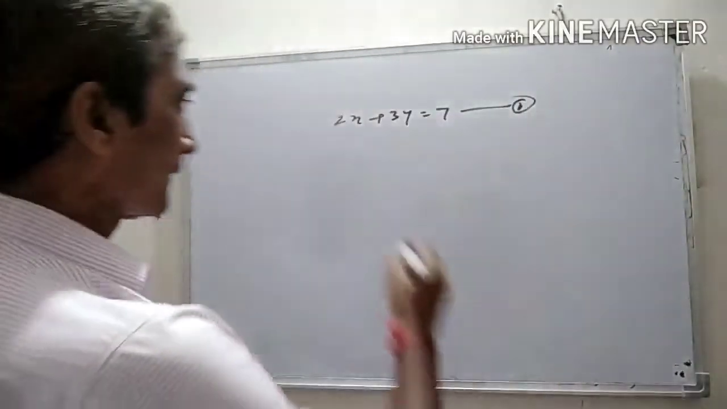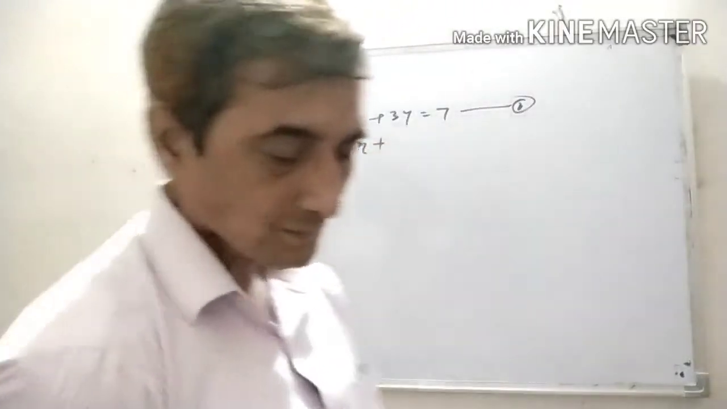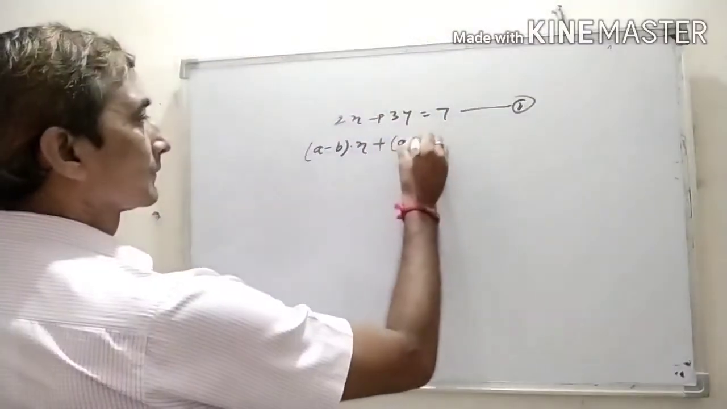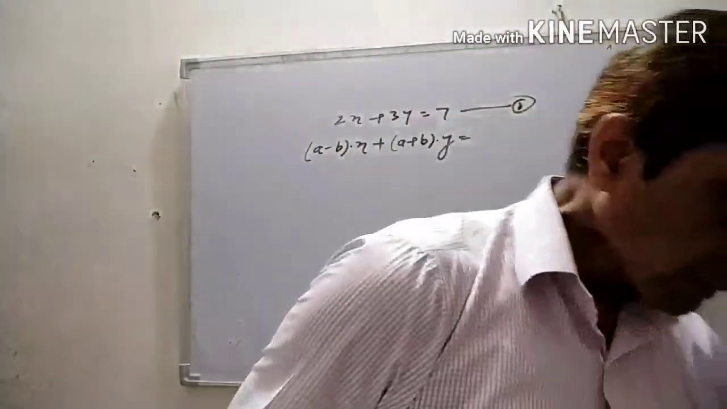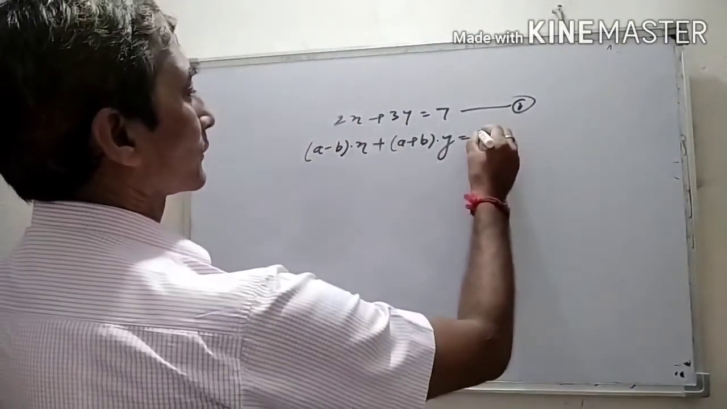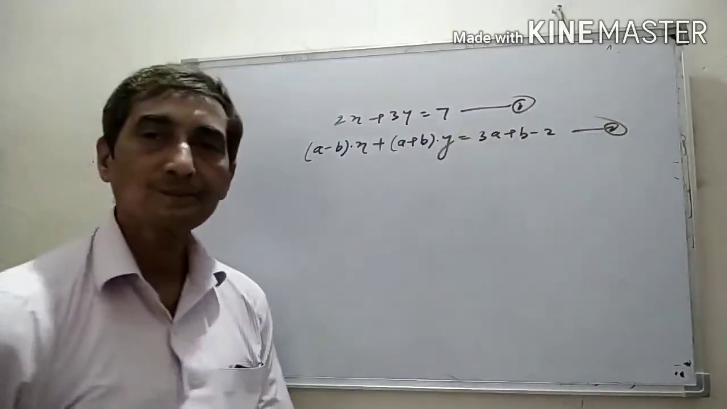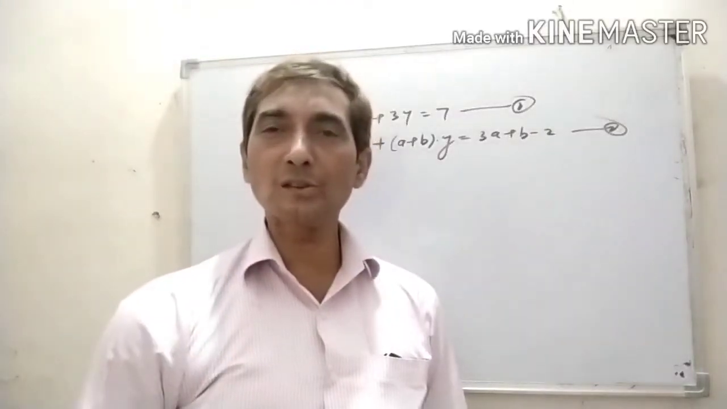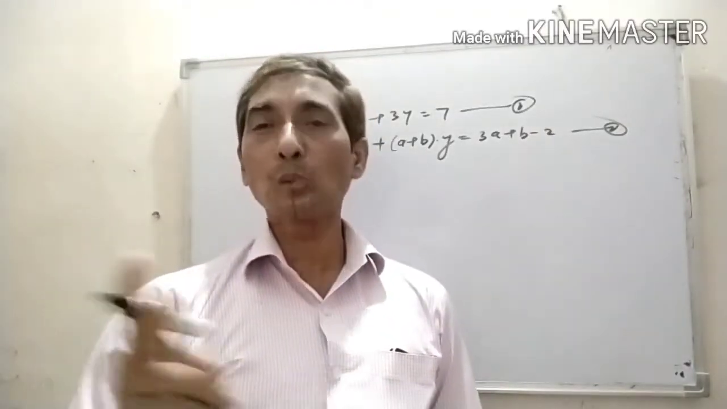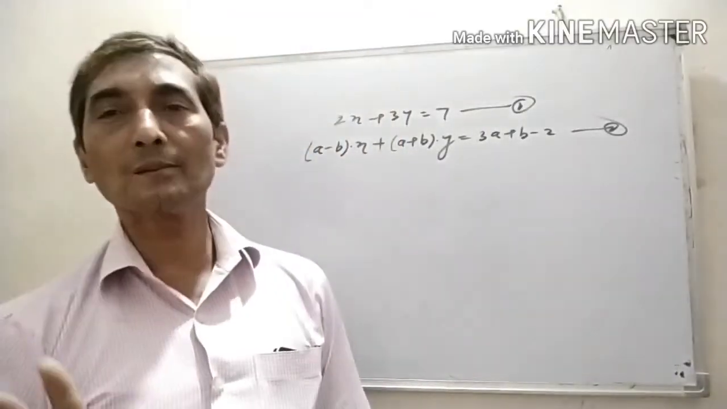And (a minus b) into x plus (a plus b) into y equal to 3a plus b minus 2. 3a plus b minus 2 is equation number second. This equation system has infinite solutions, it is given. So it holds the condition a1 upon a2 equal to b1 upon b2 equal to c1 upon c2.